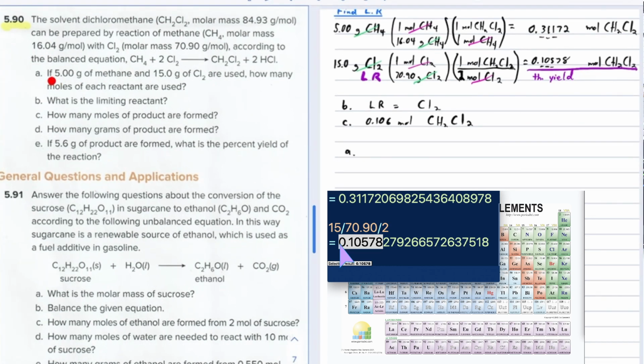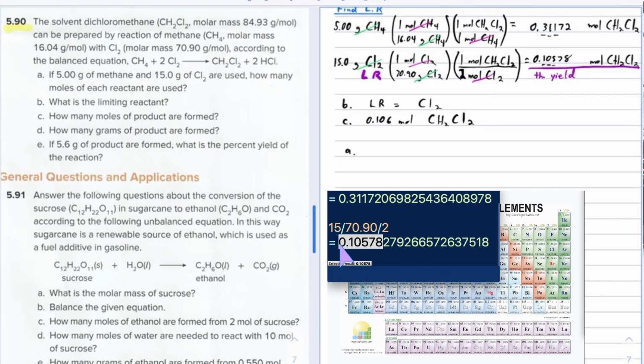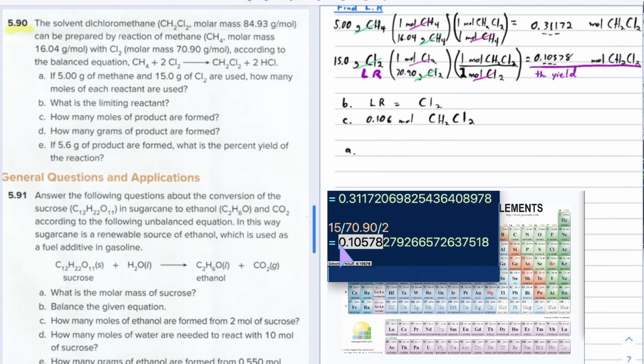Now what we're going to do after this is go back and figure out what A is. So if 5 grams of methane and 15 grams of chlorine are used, how many moles of each reactant are used? The way we're going to do this is we're going to take the moles of product that we know are formed, 0.10578. We're going to use the unrounded value, but just remembering this is a 3 sig fig number. So this many moles of product CH2Cl2, and then we're going to work backwards to figure out how many moles of reactant it came from.